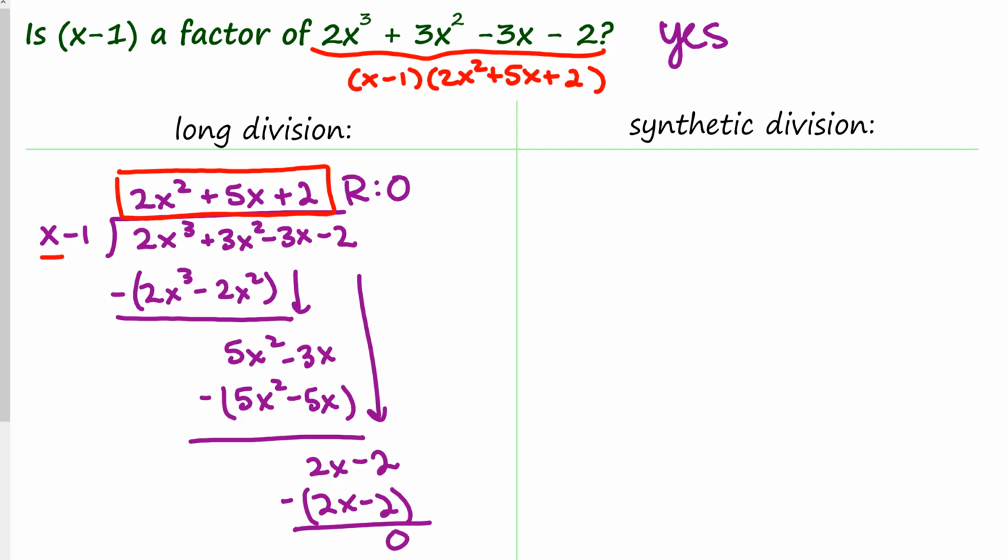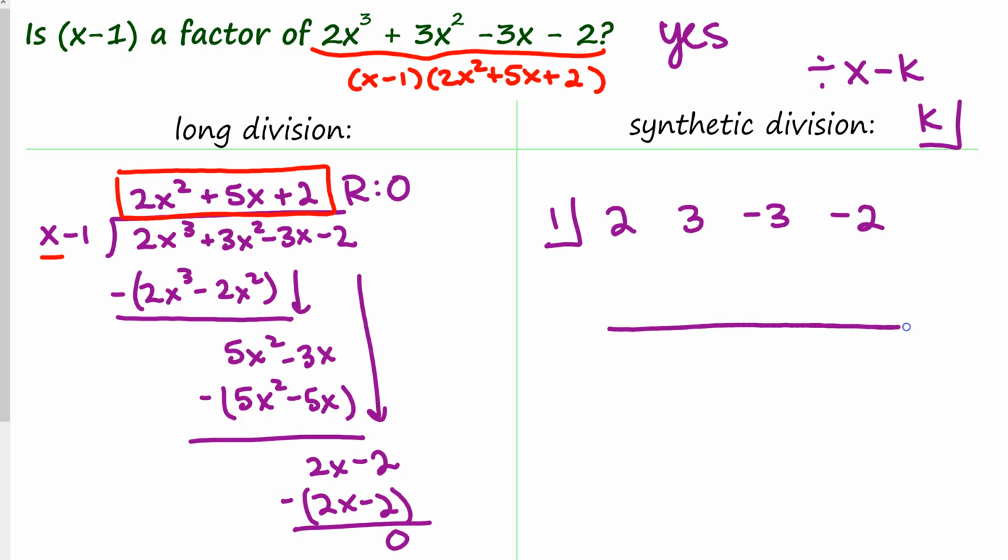So what we do, if we're dividing by x minus 1, we put a 1 in the box. If you're dividing by x minus k, k goes in the box. If you're dividing by x plus k, then the opposite of k goes in the box. So I'm going to put the 1 in the box, and then the coefficients of the dividend, the number we're dividing into, go in a row. So we have 2x cubed, 3x squared, -3x, and -2. So that's how we set it up.